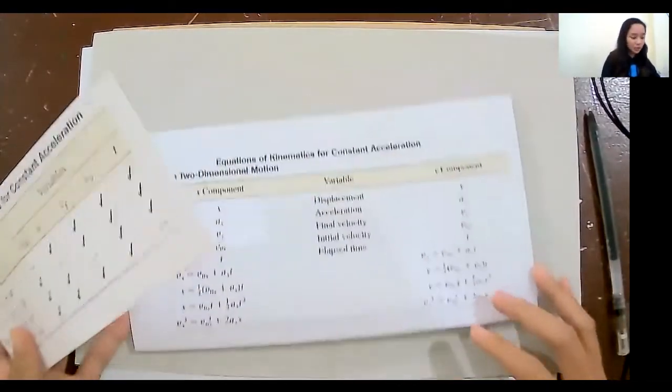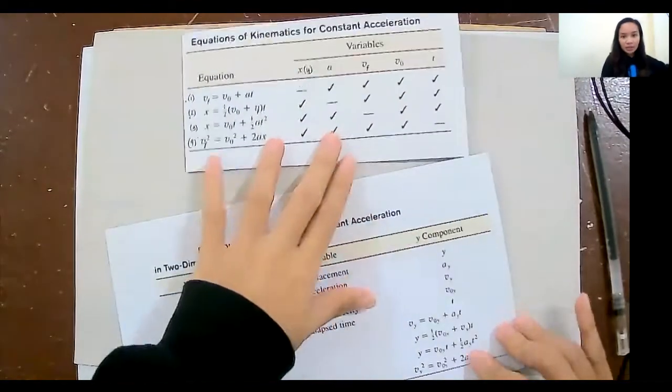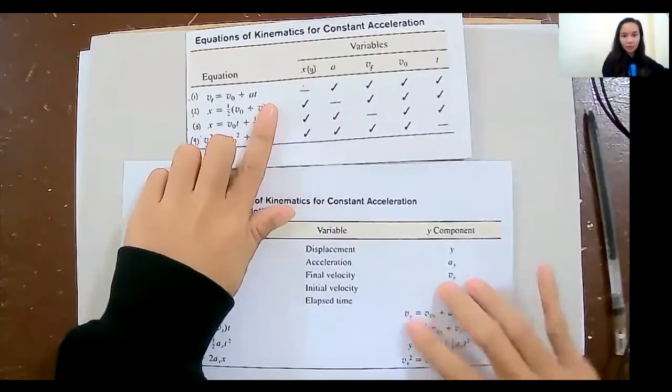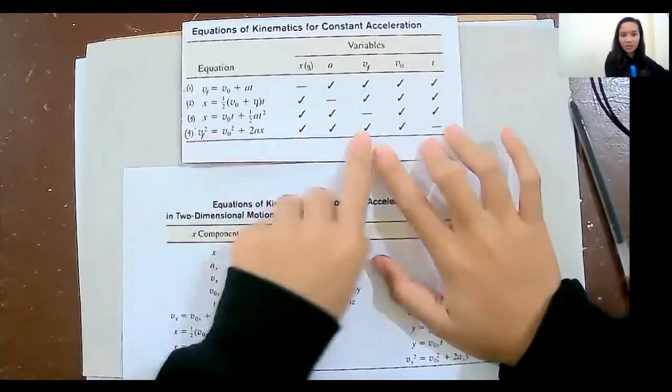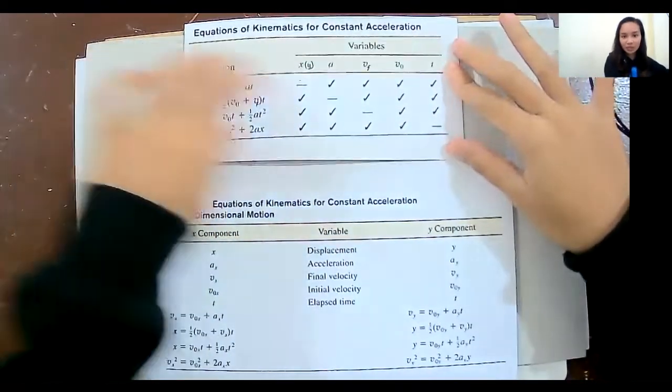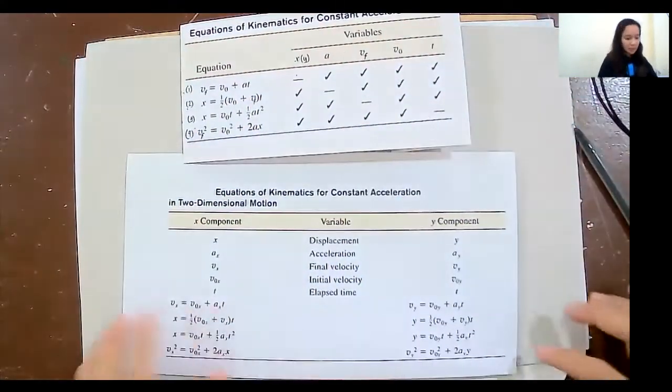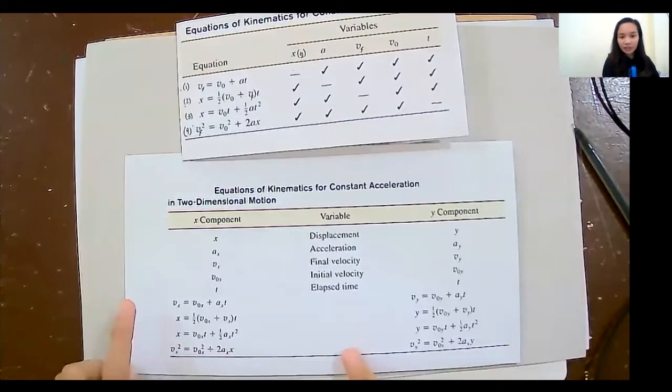Okay? So here, I have two tables. Dalawang table yung gagamitin natin. We are still going to use our previous table in one-dimensional. This is the equations of kinematics for constant acceleration. Tapos, ito na siya pag naging two-dimensional.